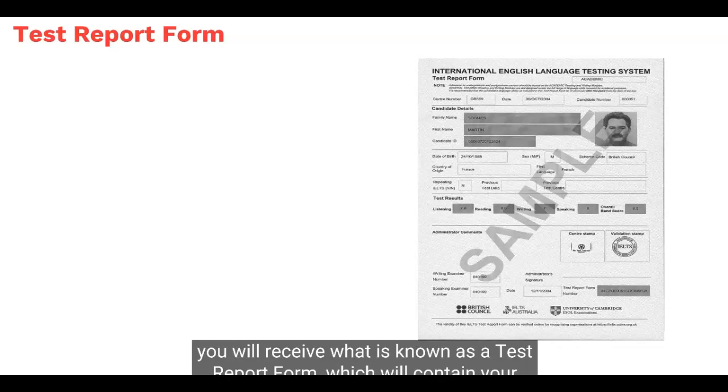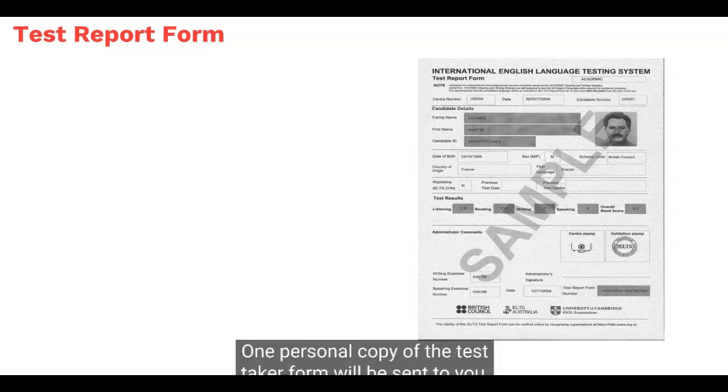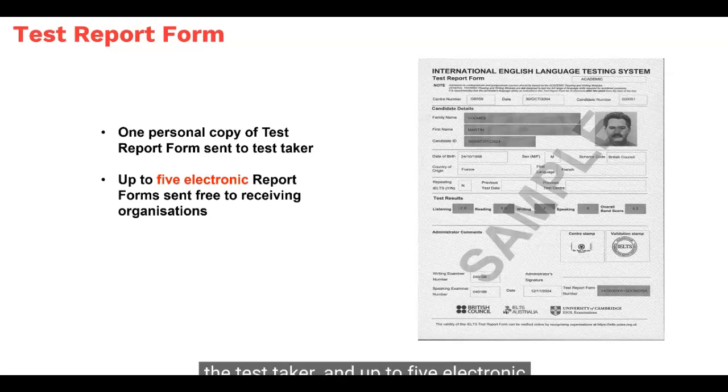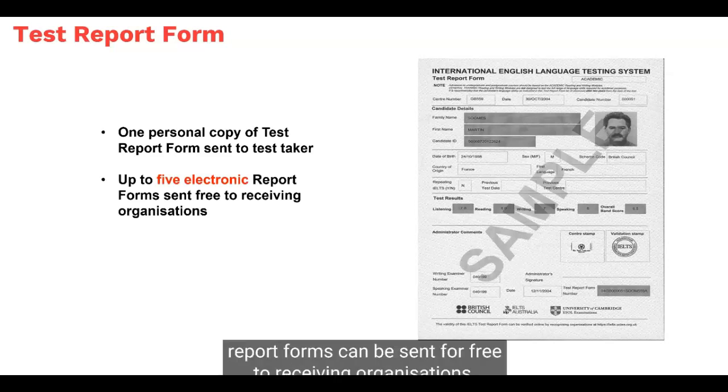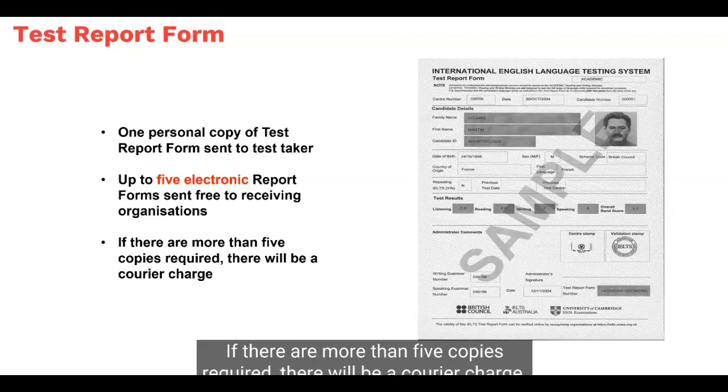Once you've completed your IELTS test, you will receive what is known as a test report form, which will contain your information as well as a detailed breakdown of your scores. One personal copy of the test report form will be sent to you, the test taker, and up to 5 electronic report forms can be sent for free to receiving organizations. If there are more than 5 copies required, there will be a courier charge.